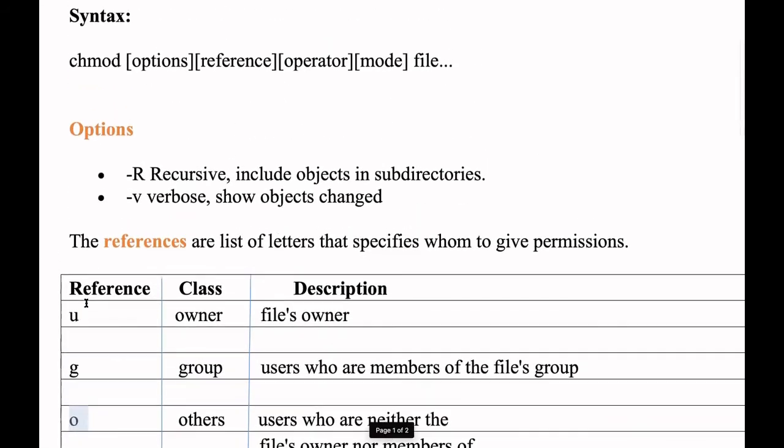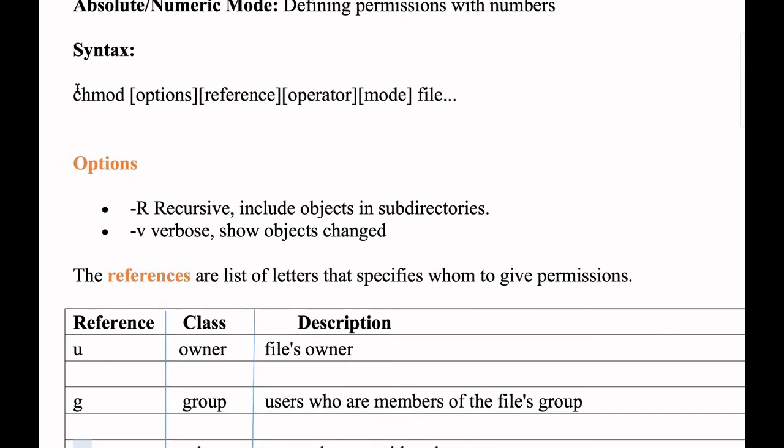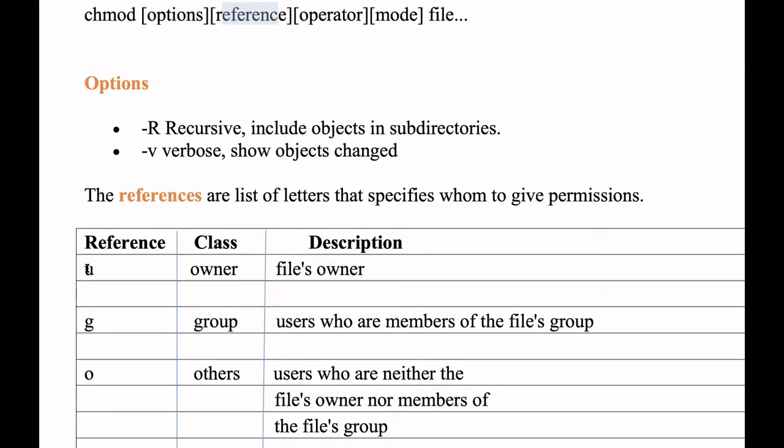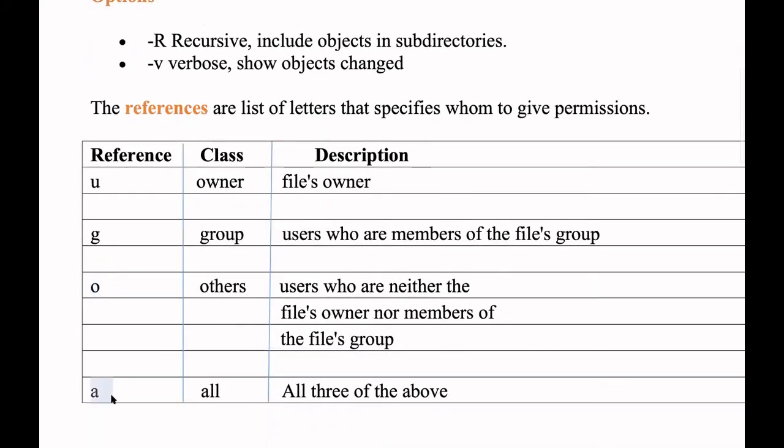So in the chmod syntax, the first one is the options, where I can use a recursive option or a verbose option. The second one is the reference, that is, I can specify a letter to specify to whom I'm going to give this permission. So it could be either an owner or a group or others, or it could be all. All includes the file owner, the group, and others.